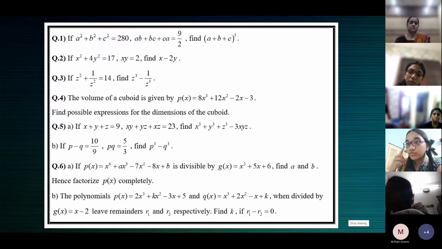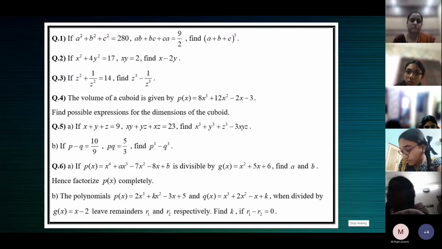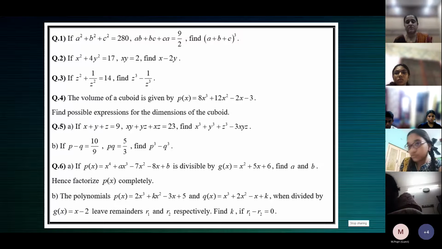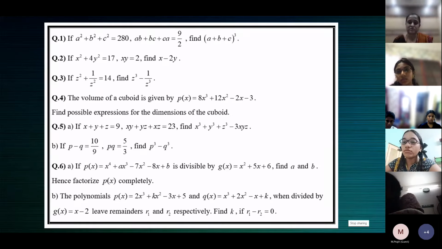Done, children? Done, ma'am. So P of X, you can see, is a biquadratic polynomial, and P of X is divisible by G of X. G of X is a quadratic polynomial. So if P of X is divisible by G of X, find A and B. Now G of X is a quadratic polynomial. You can factorize it by splitting the middle term and find the two linear factors.